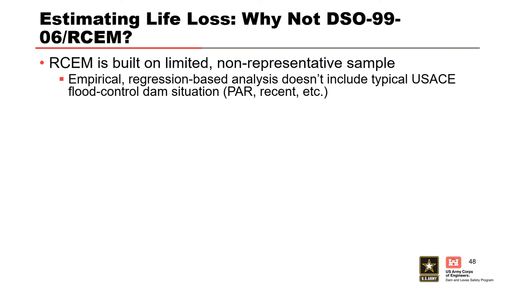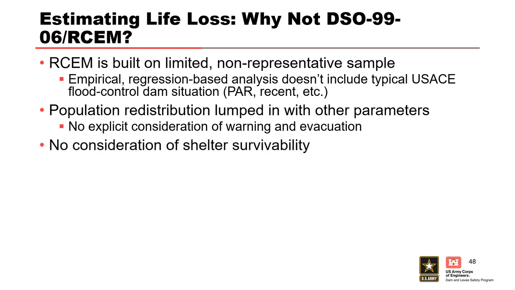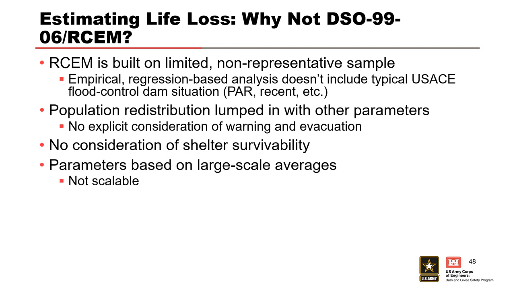I already talked about warning and evacuation is lumped in with the other parameters. They don't take that separately. They don't look at shelter survivability, so the difference between concrete buildings and mobile homes, there's no difference there. And they use large scale averages. So for a given flood event, there'll be one, maybe two, representative depth times velocity that talks about the overall flood dynamics. And there's so much uncertainty there in coming up with one representative depth and velocity. It's not scalable. It doesn't allow us to really get into the details that we want to be able to justify some of these estimates.